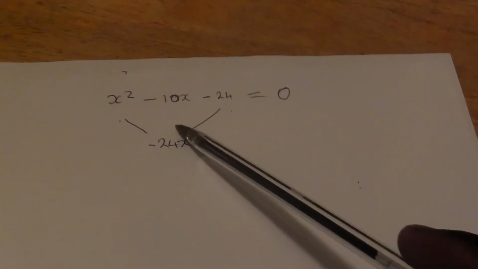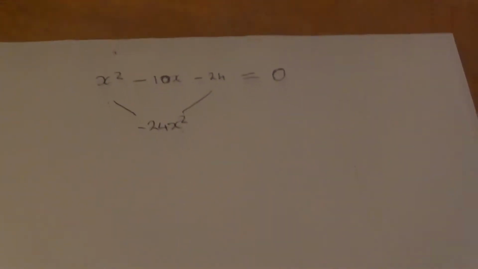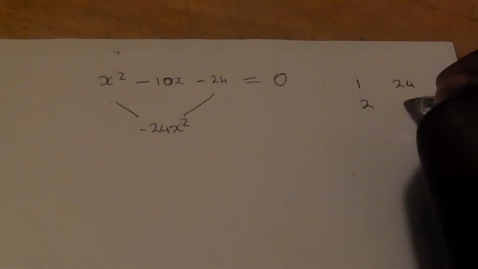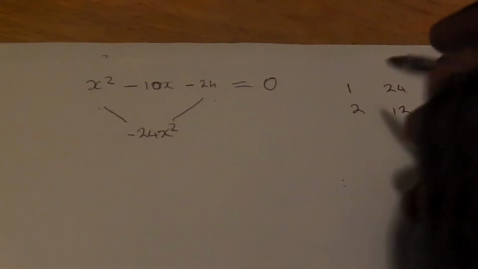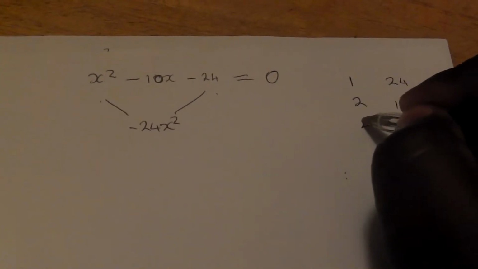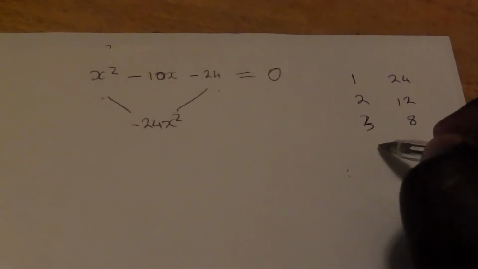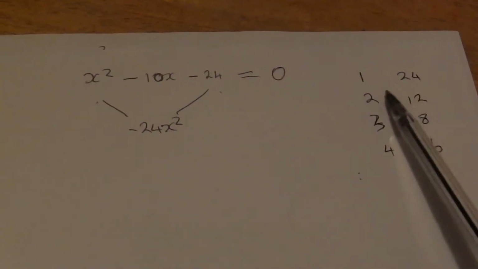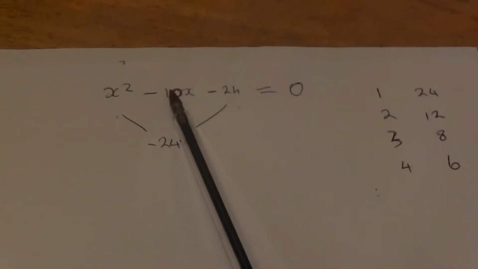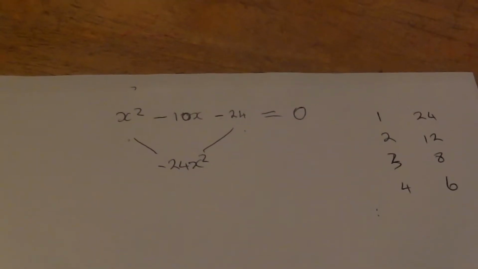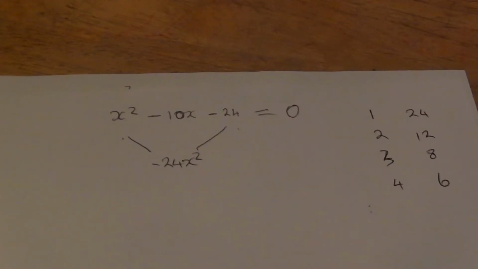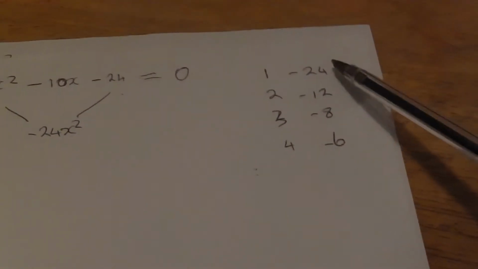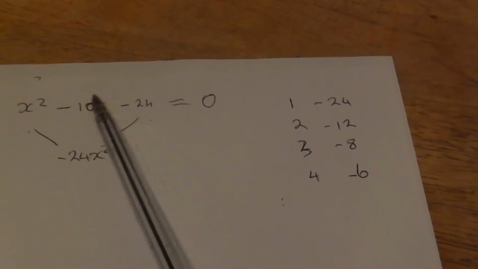So let's list all the factors that can be multiplied to get 24. The first one would be 1 and 24, and then 2 and 12, and then we've got 3 and 8, and 4 and 6. Okay, so you see here after adding these two factors, you're supposed to get a negative number. So it means the bigger number will be the one that will be negative. So we put our negatives on all these bigger numbers, and then we add them so that we see which one will give us negative 10x.